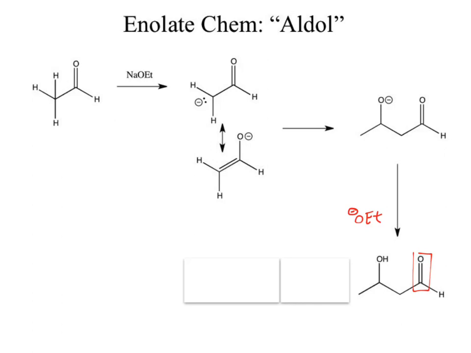Okay. Remember, the whole thing started because we had an acidic hydrogen. Okay. Being alpha to the carbonyl. Do I still have alpha hydrogens? Yes. Are those hydrogens more or less acidic than the starting material? Why are they more?